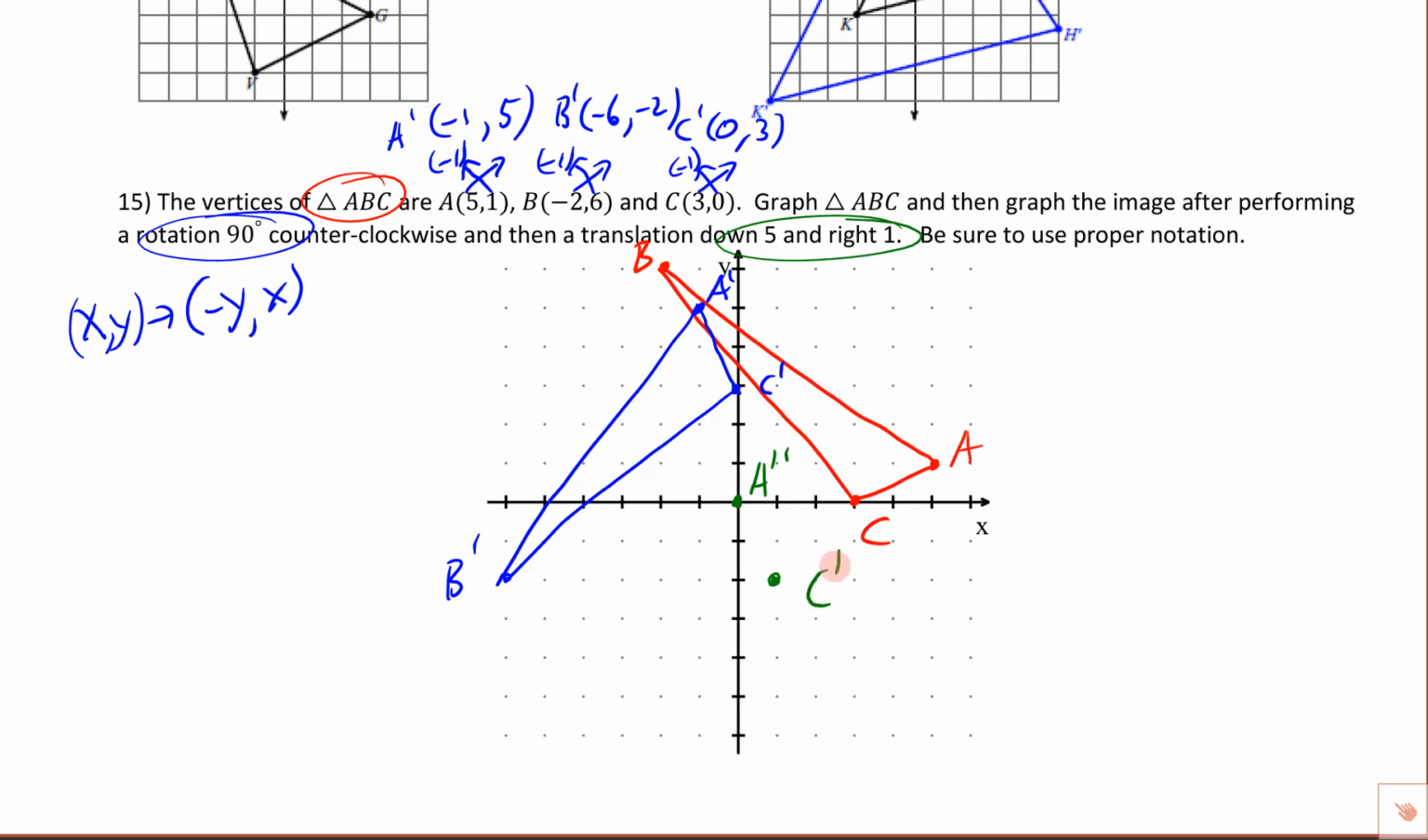So this is going to be C double prime. And we're going to go down 5. So 1, 2, 3, 4, 5 is going to be down here off the charts just a little bit, and then whoops, and right 1. So we end up right there.